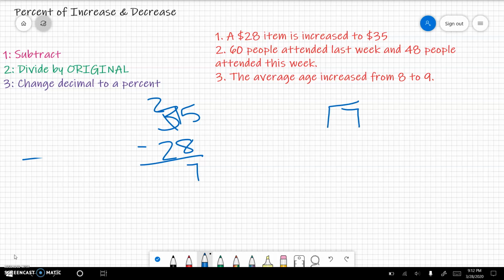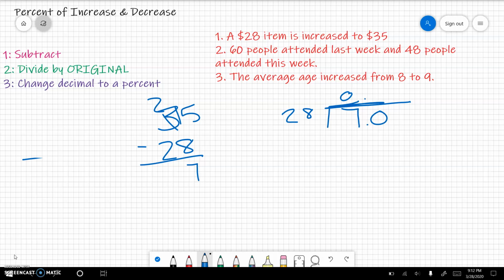I put it in the division box. I divide 7 by the original amount. So it says a $28 item increased to $35. So originally, this item was $28. Okay, now I'm going to divide. So 28 goes into 7 0 times. So you should remember the next step then would be to add a decimal and a 0. I'm going to add my decimal straight into my answer so that I don't forget.